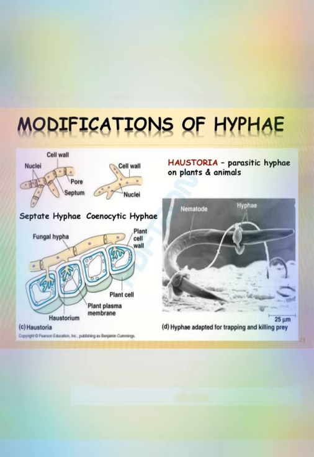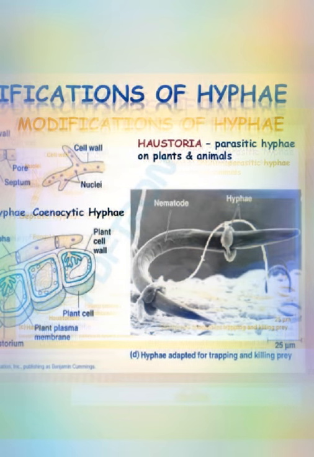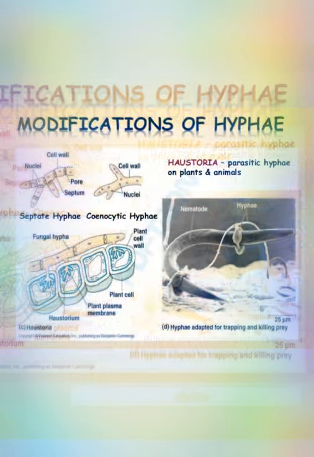Septate hypha, coenocytic hypha. Fungal hypha, plant cell wall. The outer layer is plant cell wall. Lower layer is plant cell. The inner layer is plasma membrane. And the outer ring-like shape is haustorium. Haustorium, parasitic hyphae on plants and animals. They live on two sides, plants and animals. This is a nematode hypha.